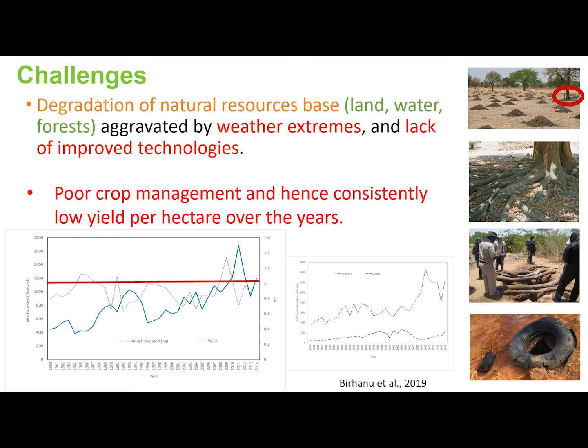The challenges of the semi-arid tropics are many. Degradation is the main one. When degradation is aggravated by extreme weather events and lack of improved technologies, the consequences are many. Poor crop management practices have consistently yielded less than 1 ton per hectare in many of the semi-arid tropics. The graph that you see at the bottom shows the yield of sorghum, which is less than 1 ton per hectare for the past 30 years in southern Mali.